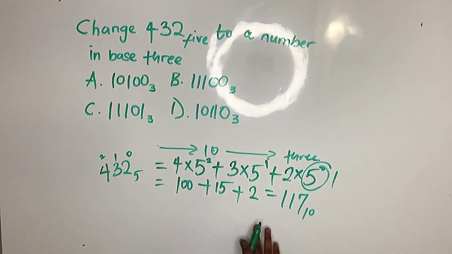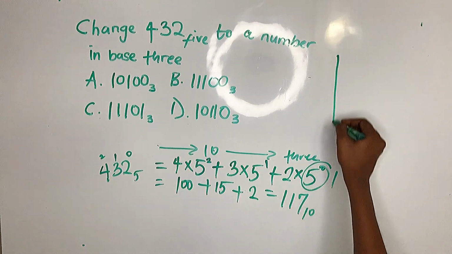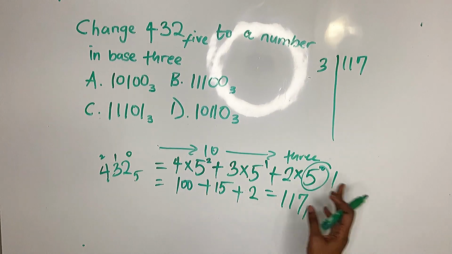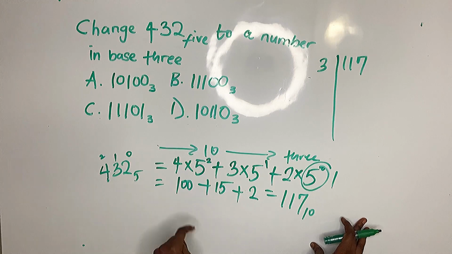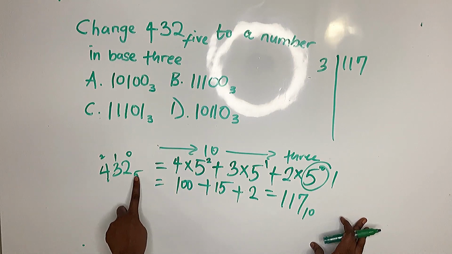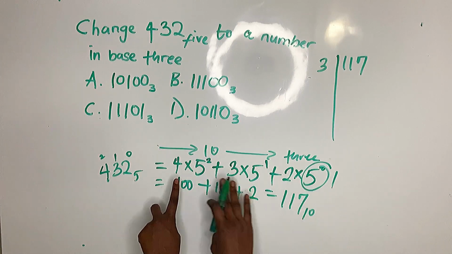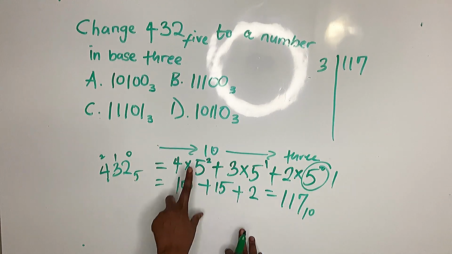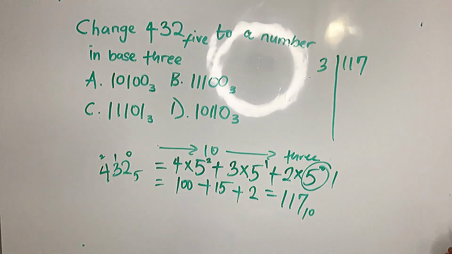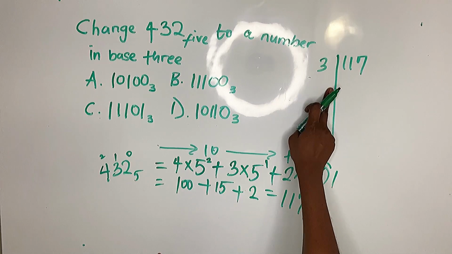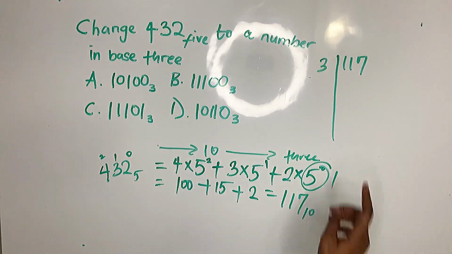Now this is already in base 10. So for us to change this number from base 10 to base 3, we divide by 3. I'll put our 3 here, and we start dividing. Now take note, when we are changing a number from a particular base to base 10, we use this method. It's called the expansion method. We expand like this to solve it. But when we are changing from base 10 to another base, we divide by the base that we are changing to, which in this case is 3. So keep that in mind. Let's do this division.